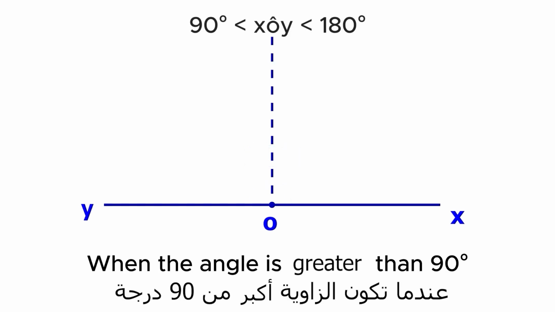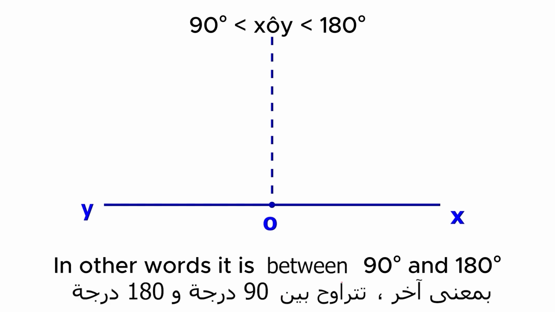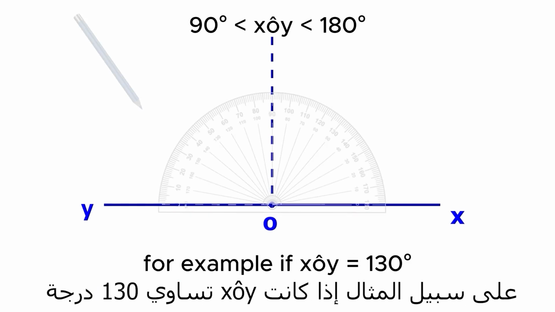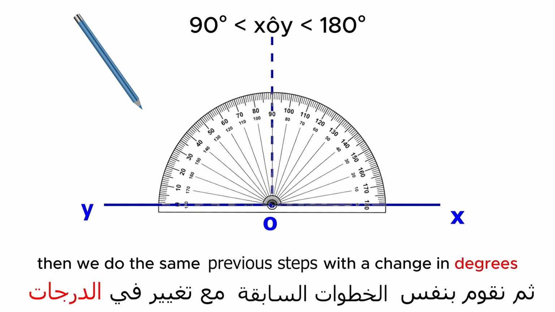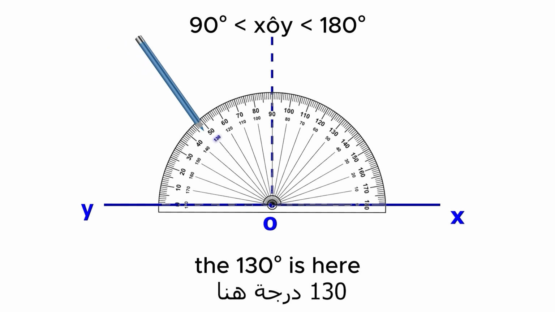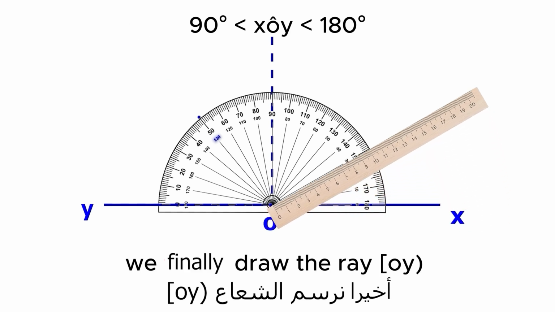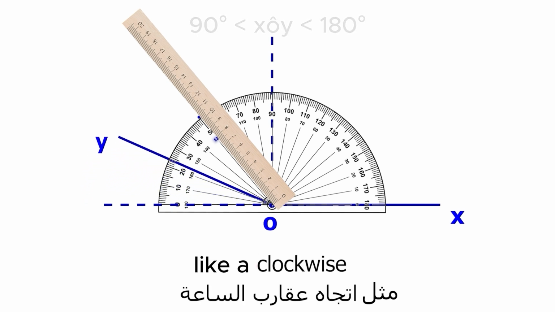When the angle is greater than 90 degrees but less than 180 degrees, in other words, it is between 90 and 180 degrees, we are talking about the obtuse angle. For example, if XOY equals 130 degrees, then we do the same previous steps with a change in degrees. The 130 degrees is here. Mark a point at 130 degrees. We finally draw the ray OY that passes through this point in a dynamic way, by moving OY clockwise.